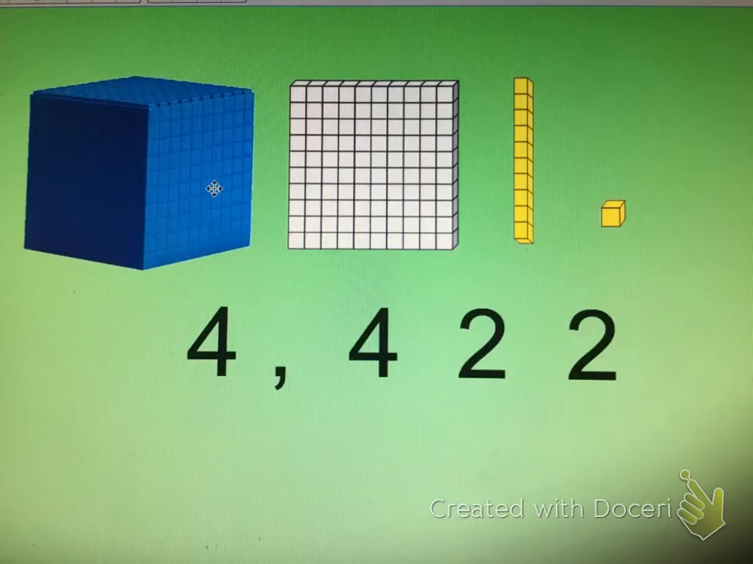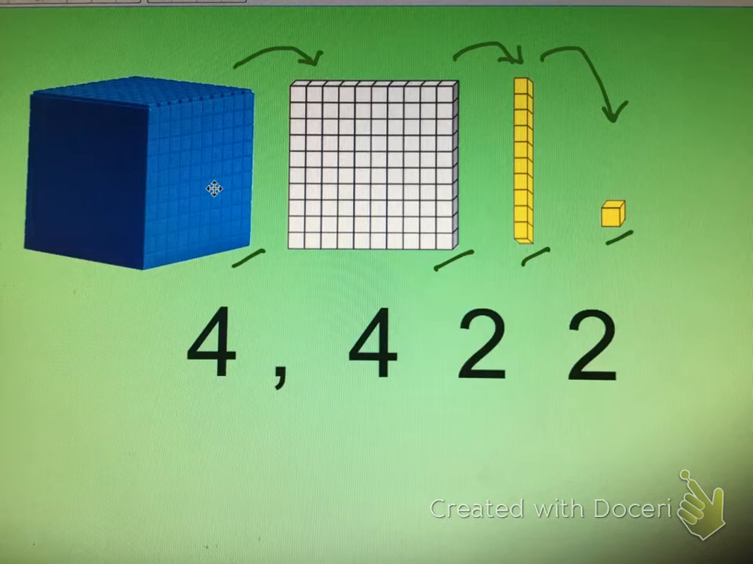If you remember from our lesson on place value, we can represent each place value with a model. Here is our ones block, our tens stick, our hundreds flat, and our thousands cube. Now the thousands cube is 10 times greater than the hundreds flat. It represents 10 hundreds. The hundreds flat is 10 times greater than the 10 stick, and the 10 stick is 10 times greater than the ones.